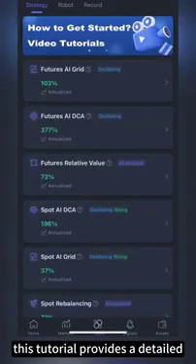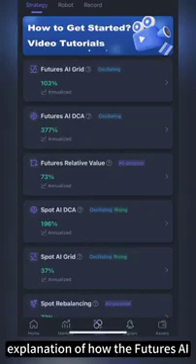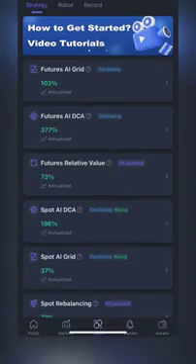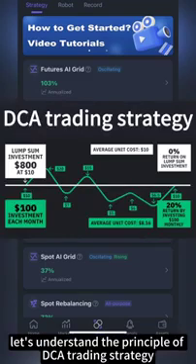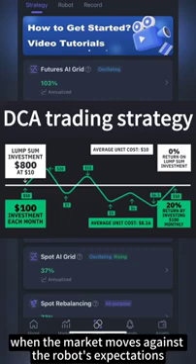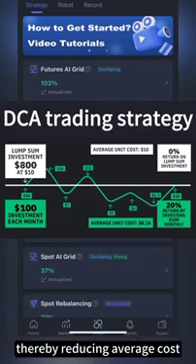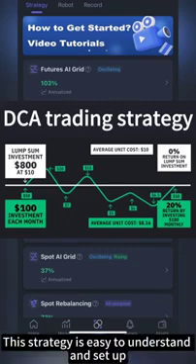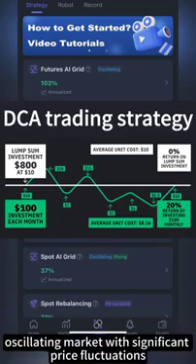This tutorial provides a detailed explanation of how the Futures AI DCA robot works and how to get it started. First, let's understand the principle of the DCA trading strategy. It involves gradually increasing positions when the market moves against the robot's expectations, thereby reducing average cost, and closing positions for profit when price fluctuations reach the take profit. This strategy is easy to understand and set up, particularly suitable for oscillating markets with significant price fluctuations.